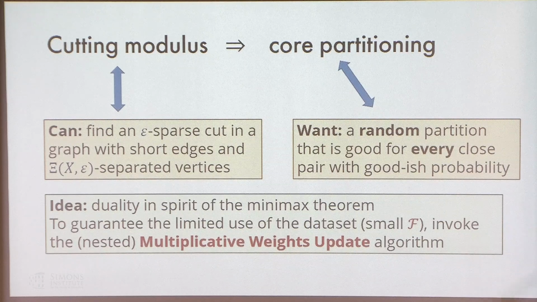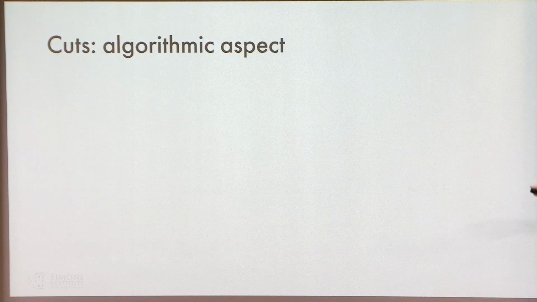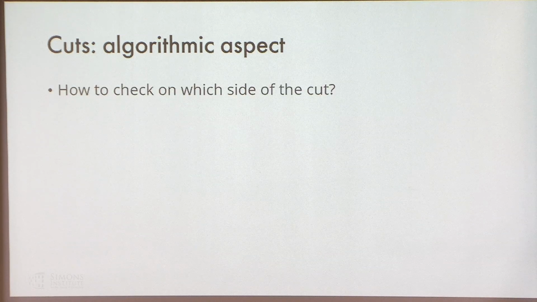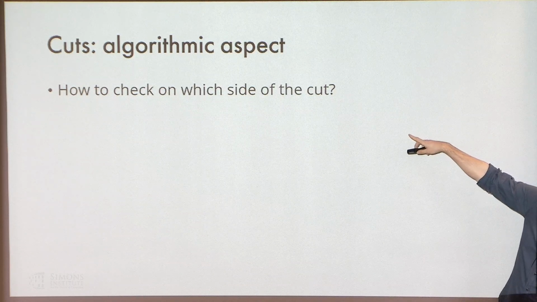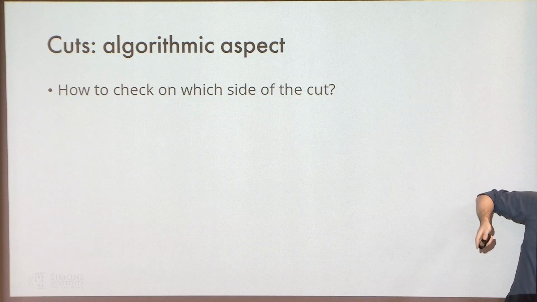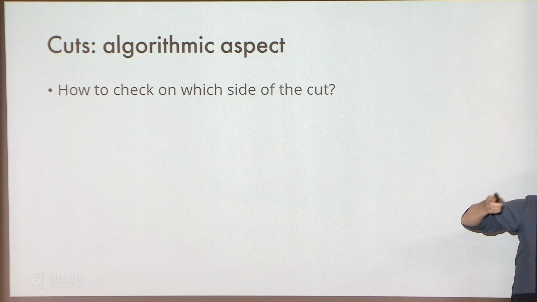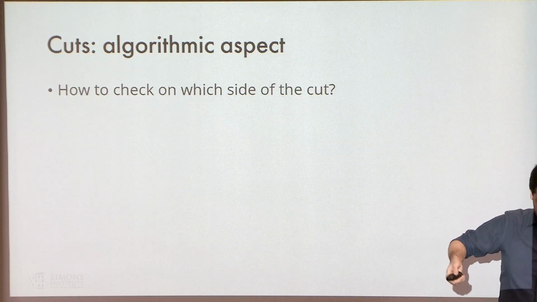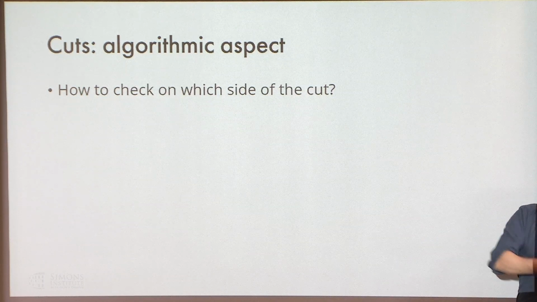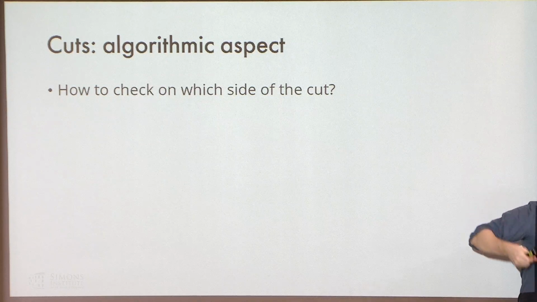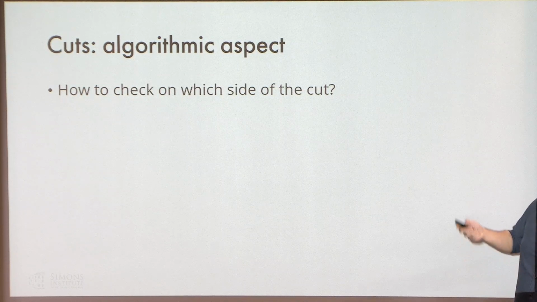Okay, so in the interest of time, let me just quickly give an advertisement for the next talk. So the cuts, the algorithmic aspect. So what is the issue? Why do we get the cell probe algorithm? Well, the question is, how do we check on which side of the cut we are? Right. So the cutting modulus guarantees us that, unless the points are clustered, there must be a cut in our graph that we consider. And how do we check on which side of the cut we are?